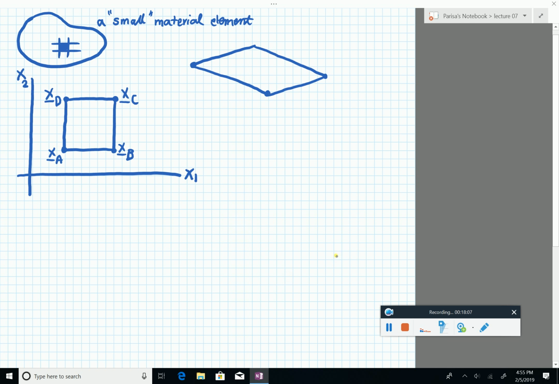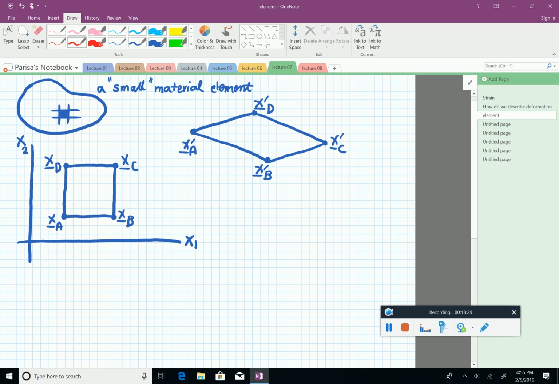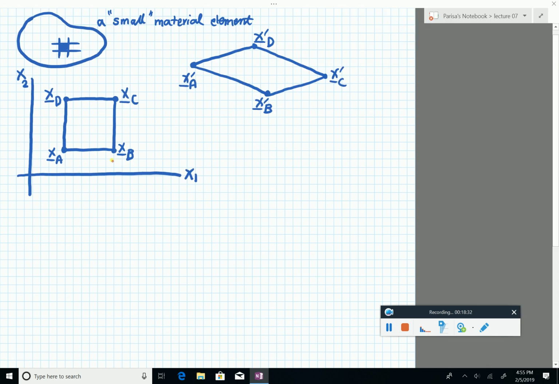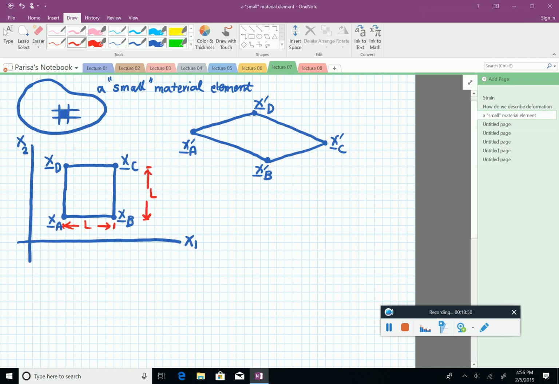And then let's use prime for the deformed configuration, which we have x prime A, x prime B, x prime C, and x prime D. And I told you that I take a square, so this length is the same, and it's just for convenience, just to make things a little bit easier.